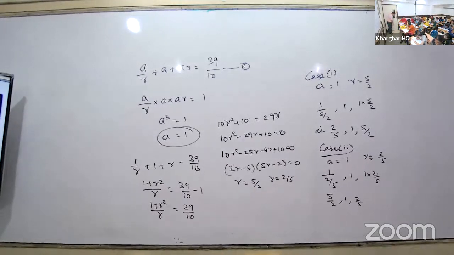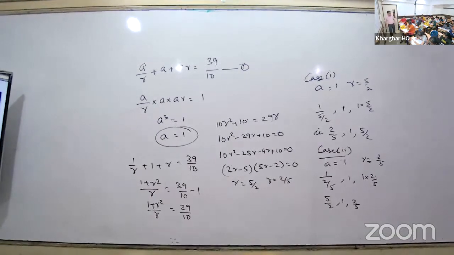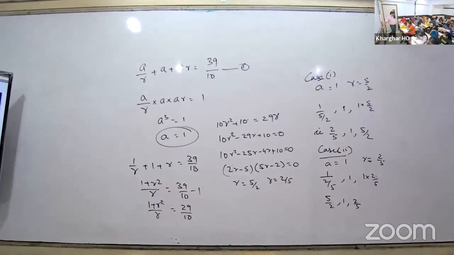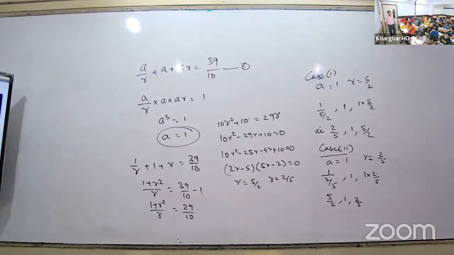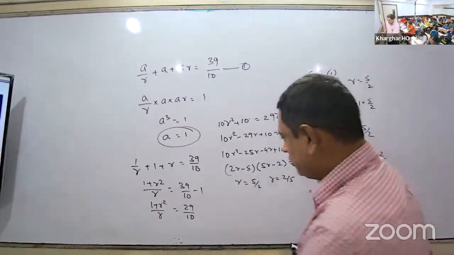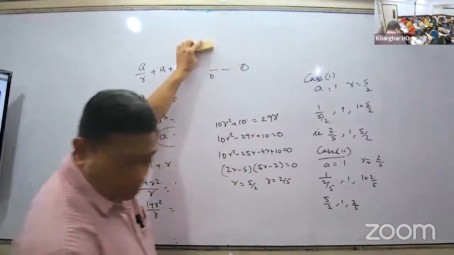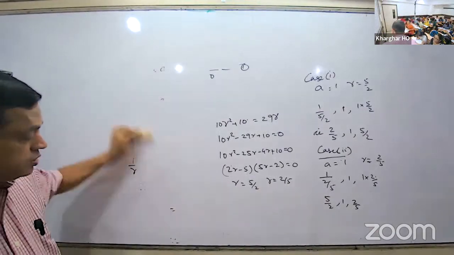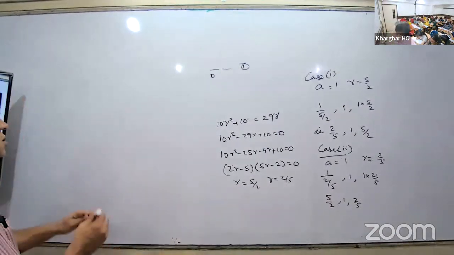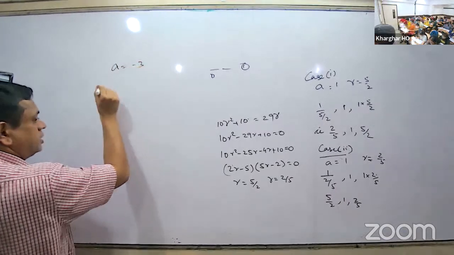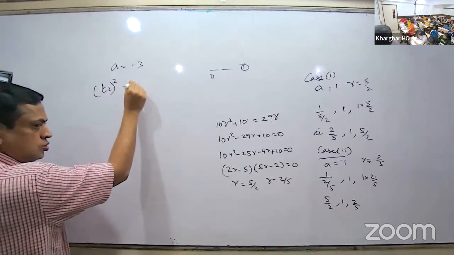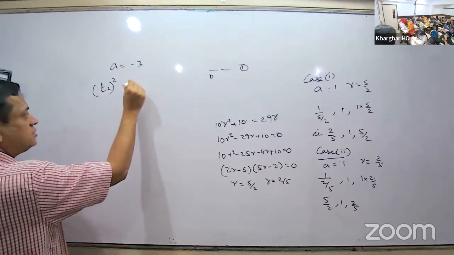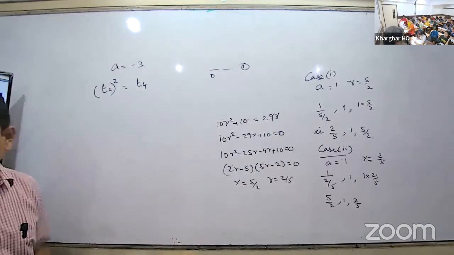Okay. So T2 square. Continue, all of you do it. The first term of the GP, A, is equal to minus 3. That's the first condition. Did not get it? Then the first condition is A is equal to minus 3. What is the second condition given? The square of the second term, T2 square, is equal to T4.